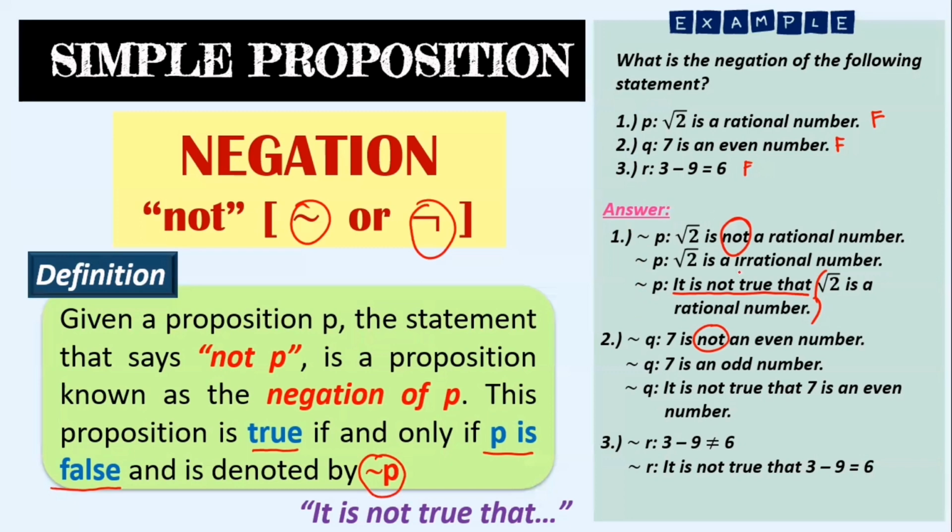Let us see. Example number 1, square root of 2 is irrational, right? This is true. Next, number 2, 7 is an odd number. This is true. And then number 3, 3 minus 9 is not equal to 6. Yes, this is true. So the negation is true only when P is false.